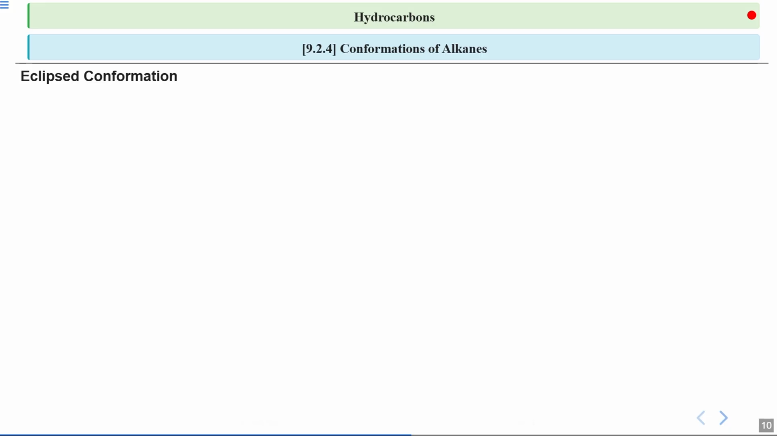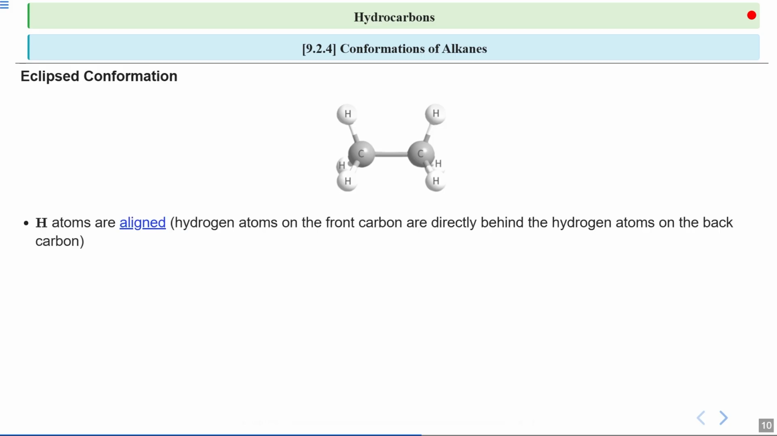So let us start our discussion on the eclipsed conformation of the hydrocarbon first of all. Here we see an image that represents the eclipsed conformation. This will help you understand how the atoms are positioned in this conformation. You can see that the hydrogen atoms are aligned in such a way that they are in front of each other. This means the hydrogen atoms on the front carbon are directly behind those on the back carbon. Now, this is the key feature of the eclipsed conformation.